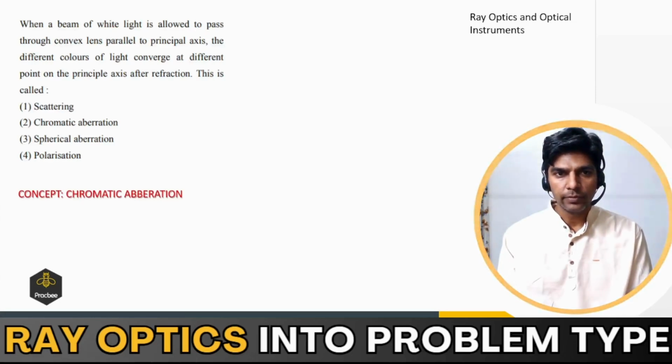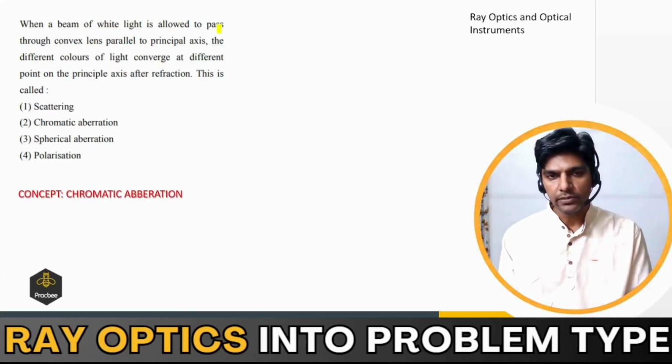Now let us see a question based on this. When a beam of white light is allowed to pass through a convex lens parallel to the principal axis, the different colors of light converge at different points on the principal axis after refraction. This is called chromatic aberration, right? Option 2 is the right answer.